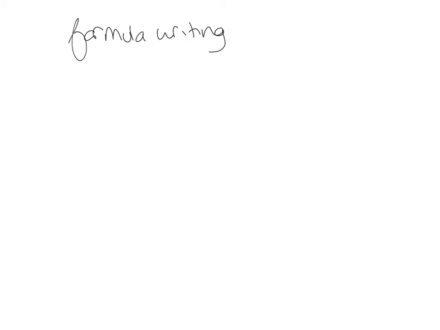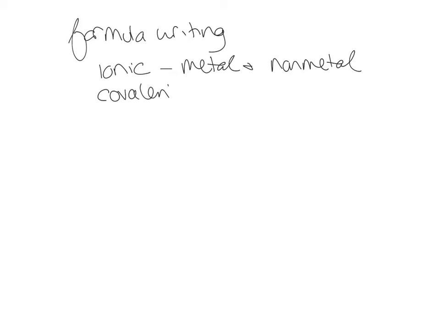Which is going from a name to a formula. There are two ways to do this, okay? Ionic and covalent. How do you know which one it is? Ionic is a metal and a nonmetal. And covalent is two nonmetals. Lots of you ask, what about two metals?